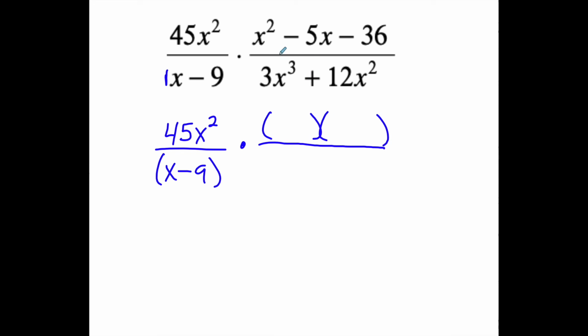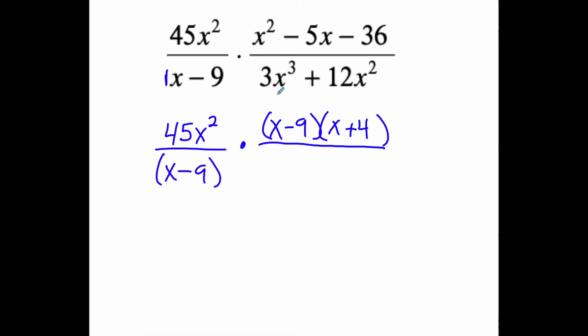On the right, we see a quadratic, so we're going to want to work that. I need two numbers to multiply to negative 36 and add to negative 5. So I need a negative number and a positive, because a negative times a positive is a negative. I'm going to go negative 9 and positive 5. Nope, not 5. 4. Okay, negative 9 plus 4 is negative 5. Negative 9 times 4 is negative 36.